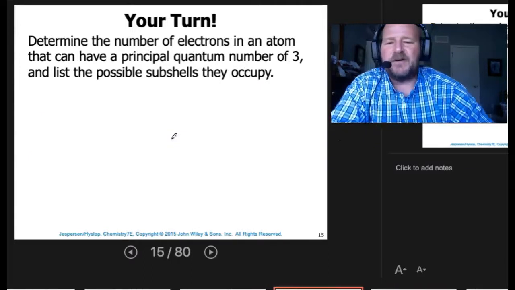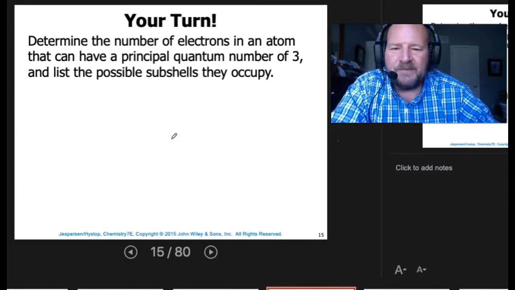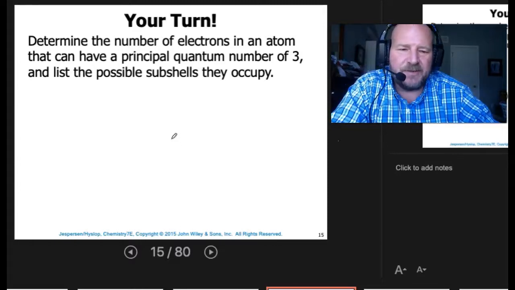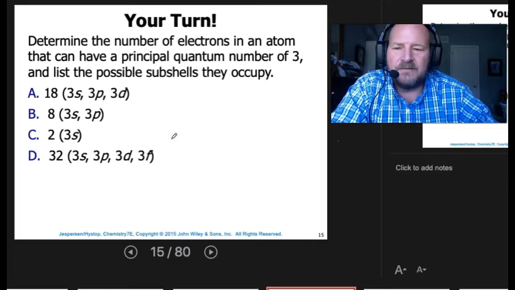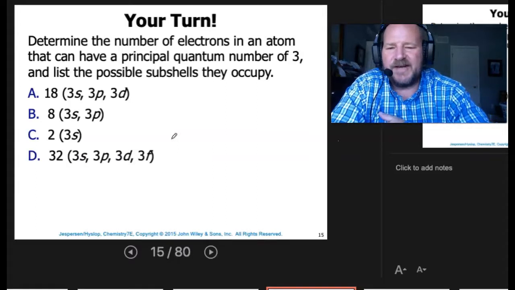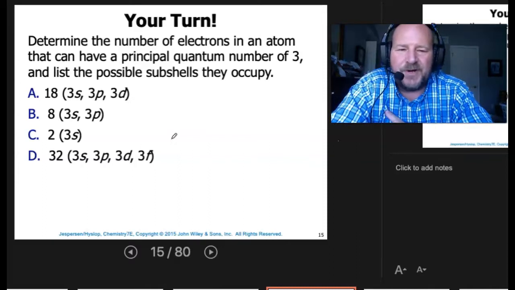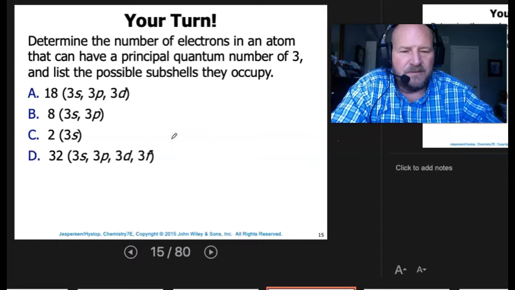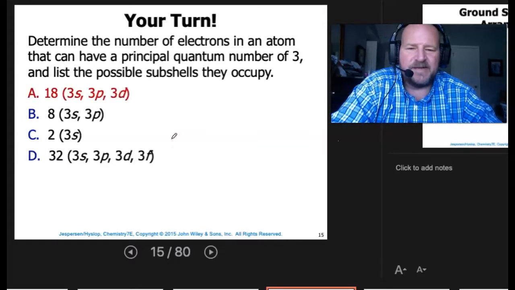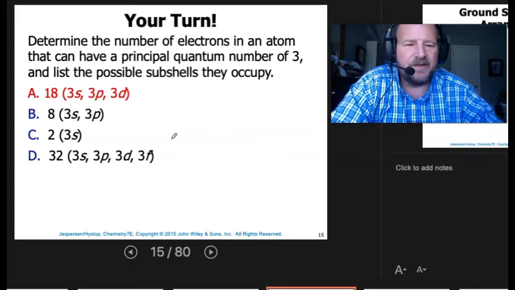All right, determine the number of electrons in an atom that can have a principal quantum number of 3 and list the possible subshells they occupy. Okay, so N is going to equal 3. And hopefully you've got A, 18, where we have a 3S, a 3P, and a 3D.